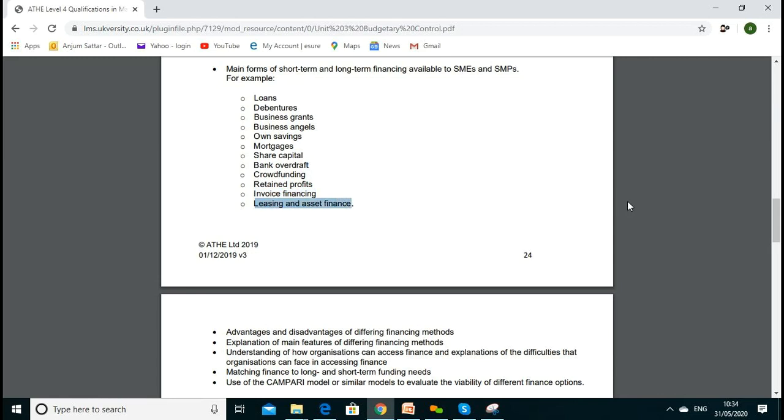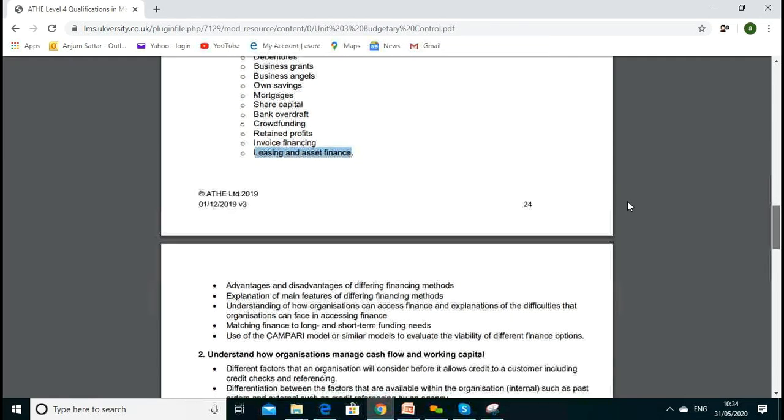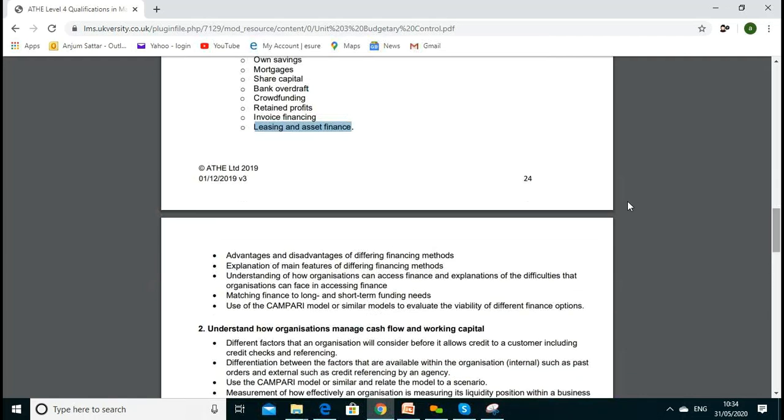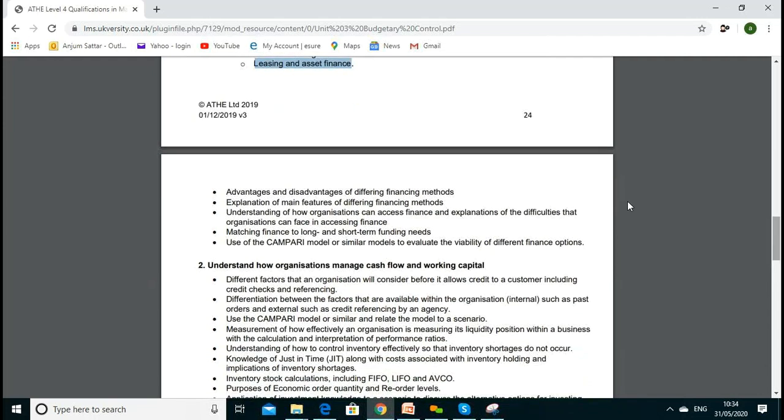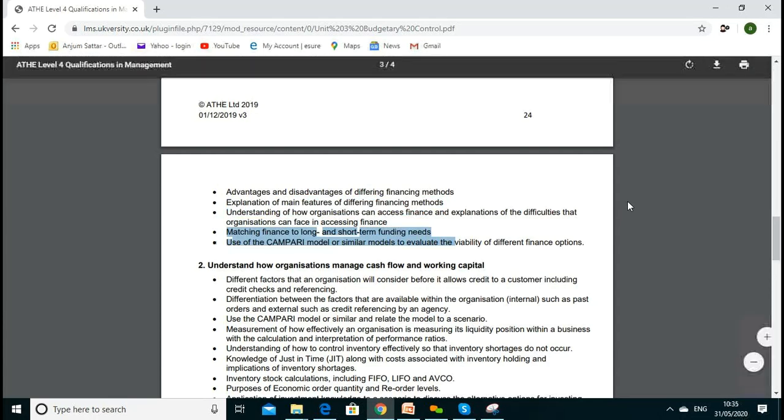Then leasing and asset financing. There are two types of lease: operating lease and finance lease. With a finance lease, the asset will be yours from day one, and with an operating lease you carry on using the asset. An asset means anything you own that has an economic value for the business. Then the advantages and disadvantages of different financing methods, internal and external, debt and equity. We will explain the main features of these methods of funding, discuss cost and benefit, and discuss short-term funding and the CAMPARI model in today's lesson.